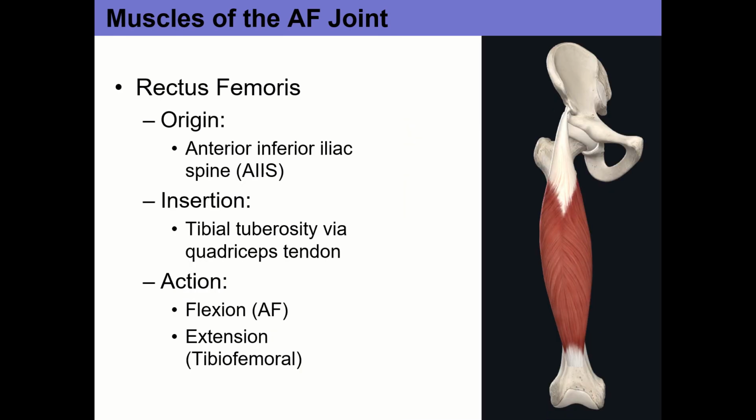All right. So next one's rectus femoris. I mentioned this last time we talked about muscle origins. We talked about the AIIS, the anterior inferior iliac spine. That's the site of origin of rectus femoris.